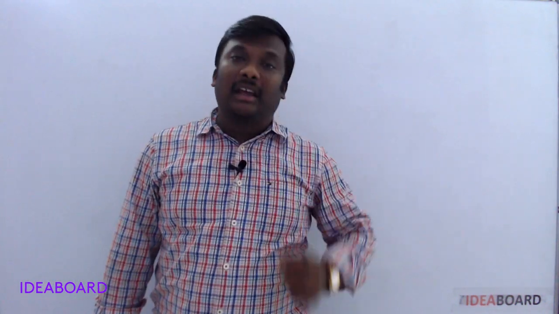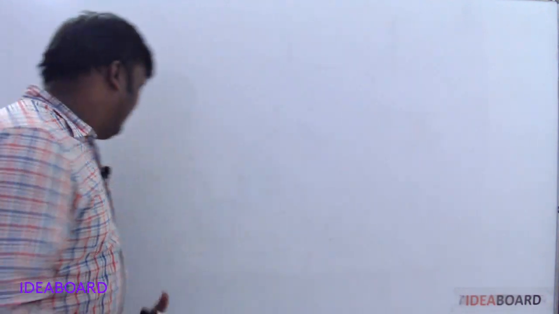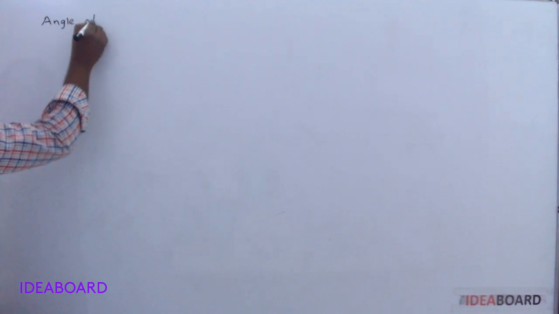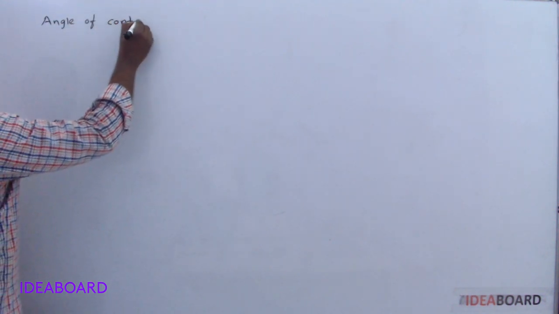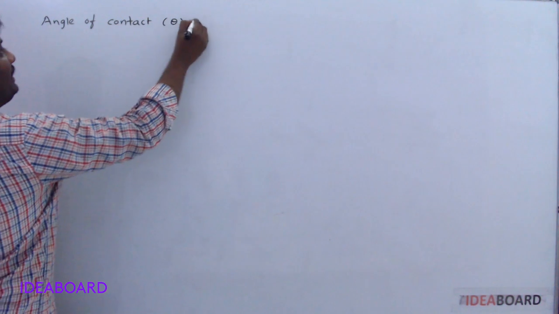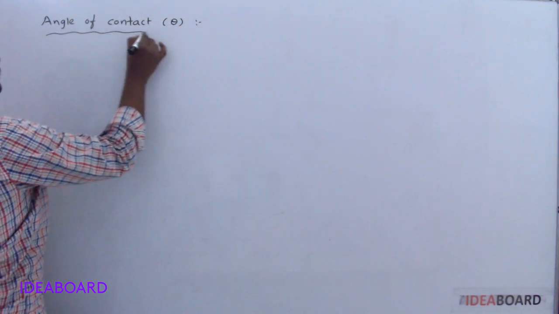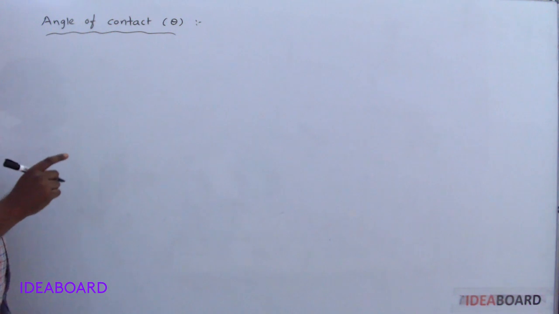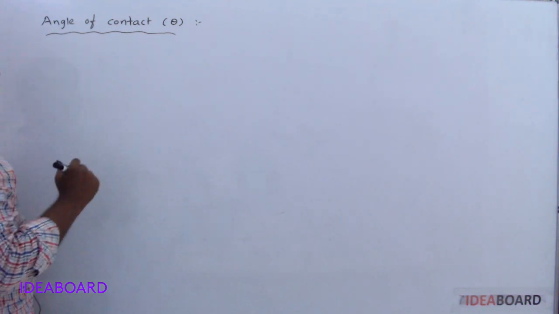Now we are discussing the angle of contact and capillarity. First of all, the angle of contact. It is denoted by theta. What is the angle of contact? Whenever the liquid surface touches the solid surface, the shape of the liquid surface near the contact is generally curved.